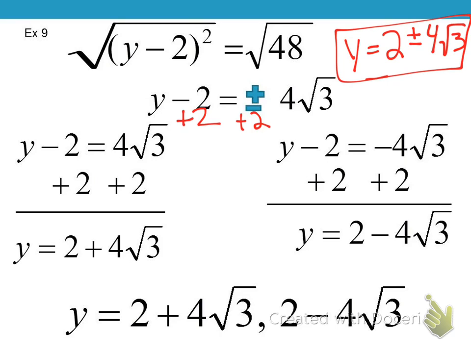Do you guys have a question? So that must be the answer, 2 plus or minus 4 square root 3? Yeah, that's both answers written in one expression. I think it's more concise, more condensed. But it's not everyone's cup of tea, so there's both options for you. Questions?